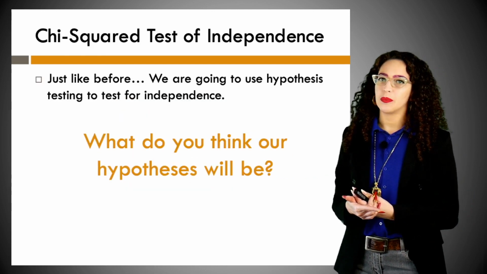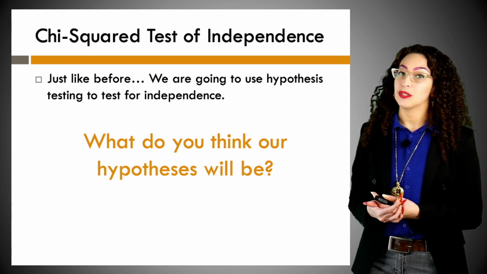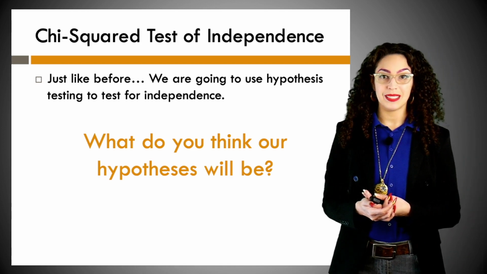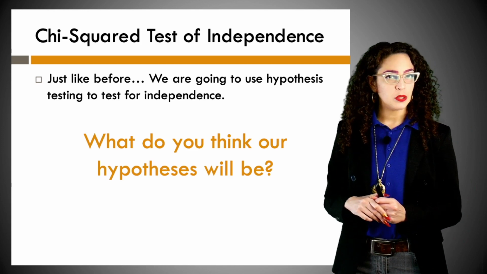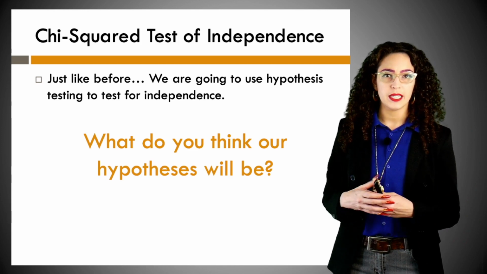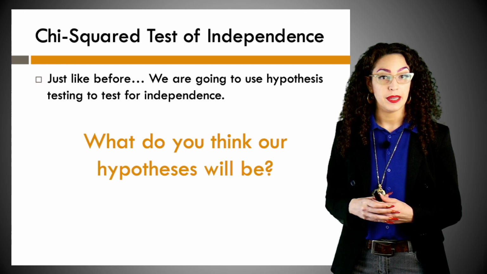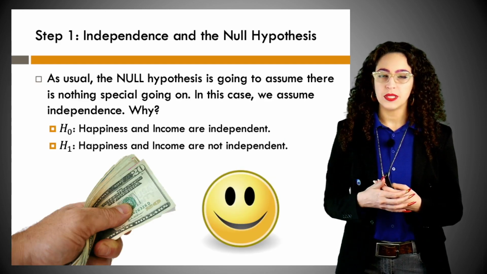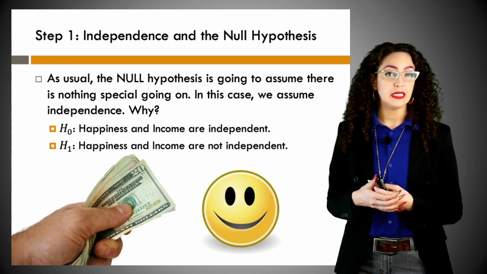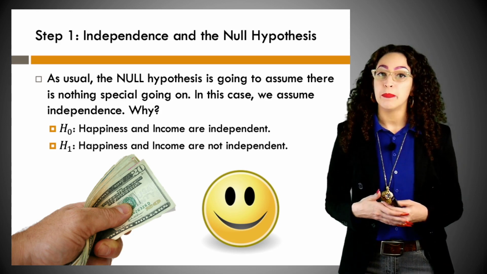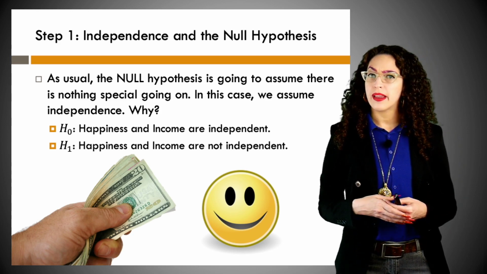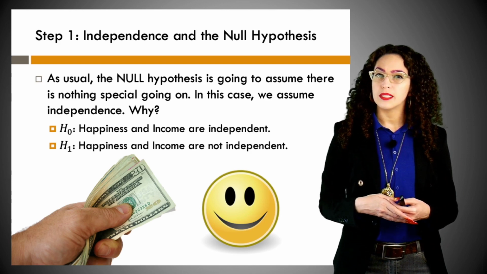Just like before, we're going to use hypothesis testing. So the first thing we've got to do is state our hypotheses. What do you think the hypotheses will be for a chi-squared test of independence, trying to see if two things are independent of each other? As usual, the null hypothesis is going to assume that there is nothing special going on. In this case, we are going to assume independence. Why? Think about that for a sec. We'll address it in just a moment.